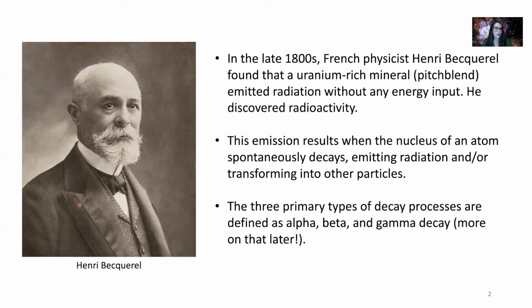And here's Henri Becquerel. He's got a pretty cool beard here. This radioactive emission results when the nucleus of an atom spontaneously decays, emitting radiation or transforming into another particle. It does this because it's in an unstable state and it wants to become more stable. There are three primary types of decay processes. We call them alpha, beta, and gamma decay, but we'll learn more about those in a minute.